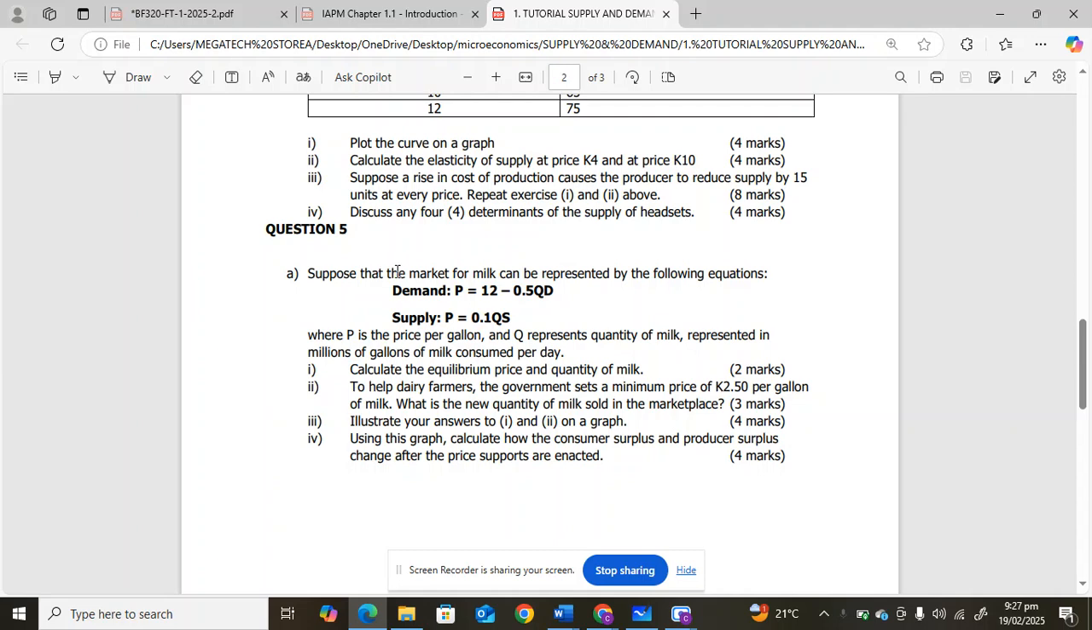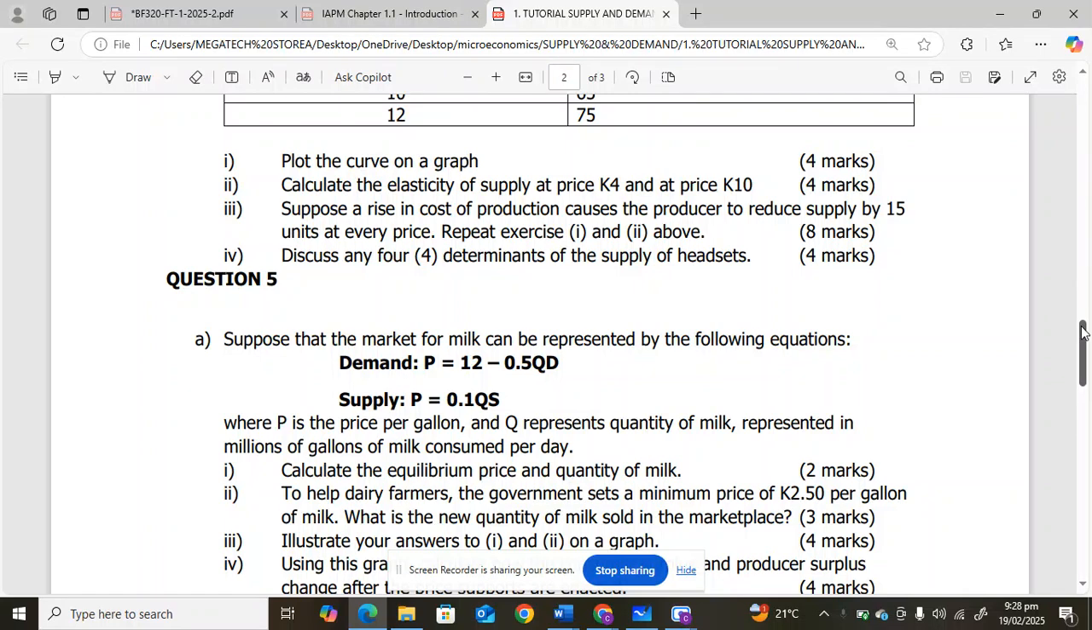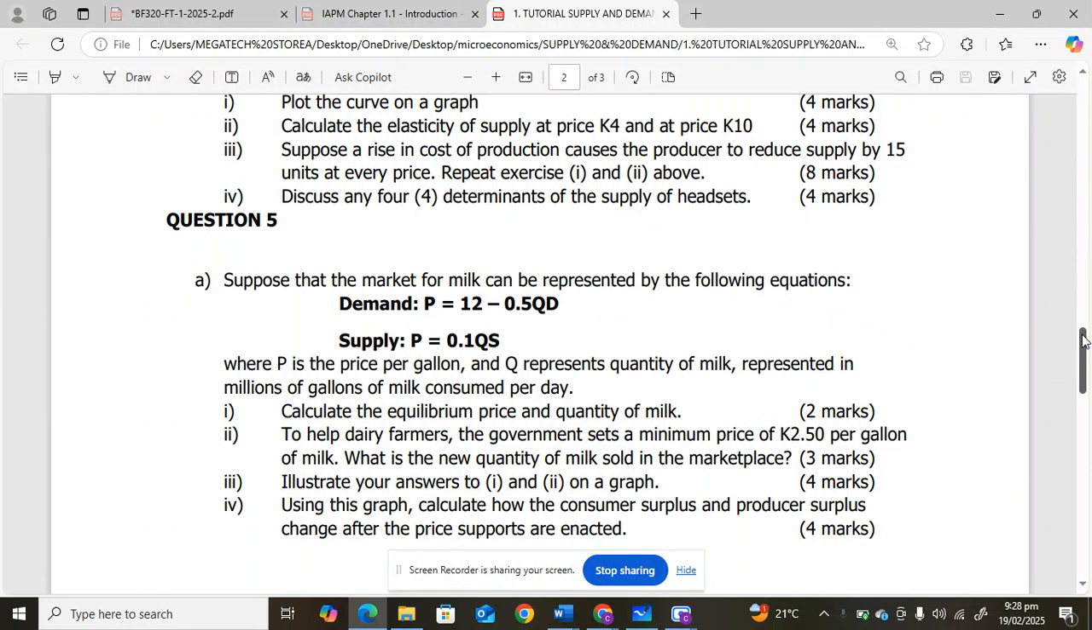Okay, suppose that the market for milk can be represented by the following equations. Here is our demand equation. Now notice with this demand equation, P is the subject of the formula. So this is an inverse demand equation, okay? When P is the subject of the formula, it's an inverse demand equation. If Q is the subject of the formula, then it's a normal demand equation.